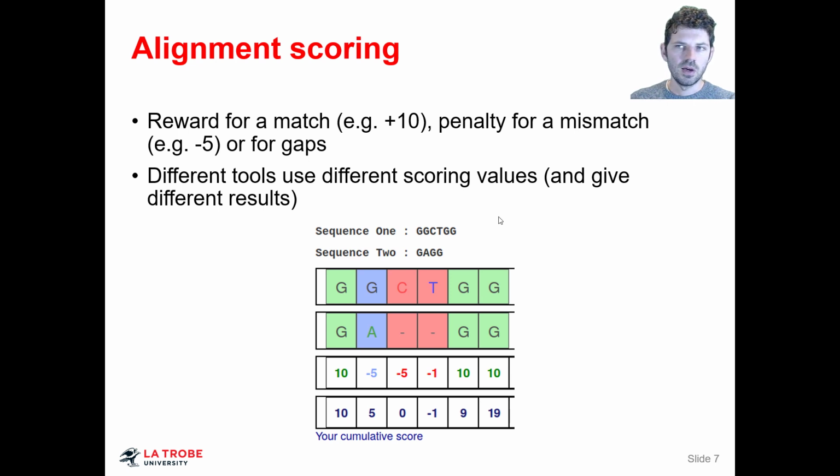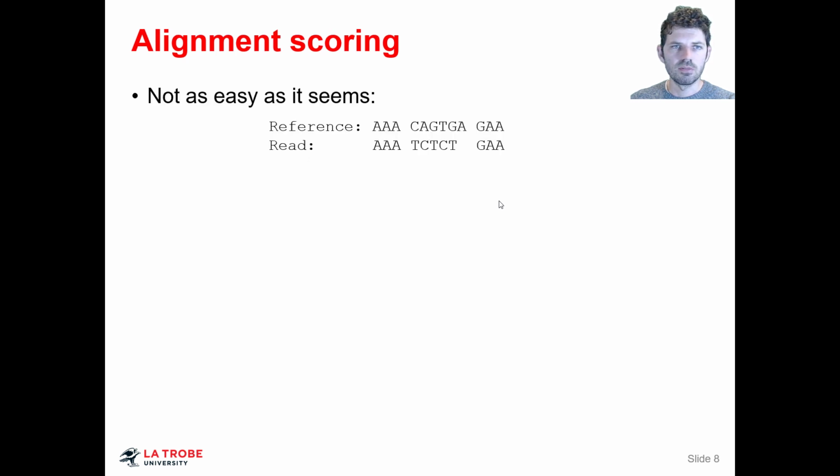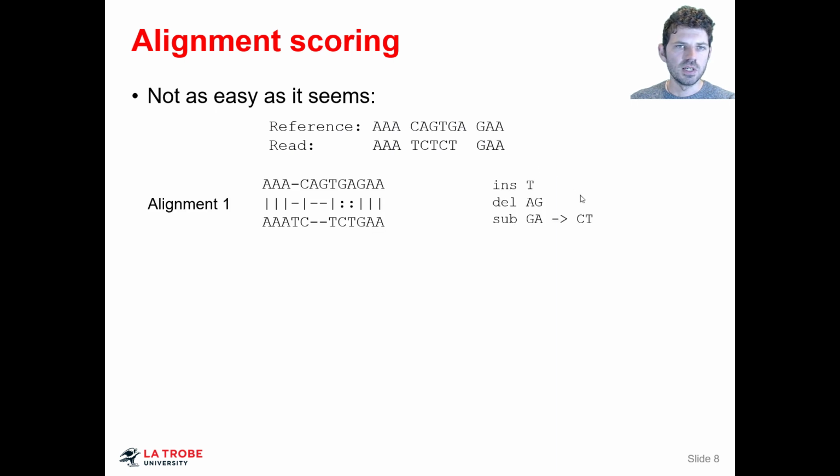However, computer programs, as great as they are, do run into some problems, especially when there's multiple ways of doing the same thing. So here we have another example. Here we have perfect matches for these 3 A's. We have perfect matches for this GAA, so that's probably going to mean that the computer is going to try to align this read to this reference, but there's different ways that this could be done. So we could insert a gap here, which means we have an insertion of this T in our reference. We could delete an A and a G here as well, and then have a substitution of 2 more nucleotides. That would be one way of doing that alignment.